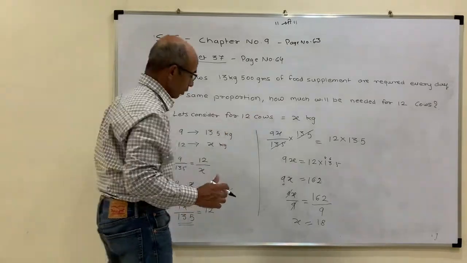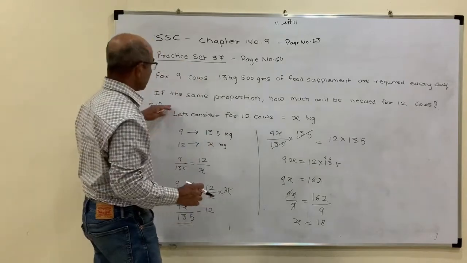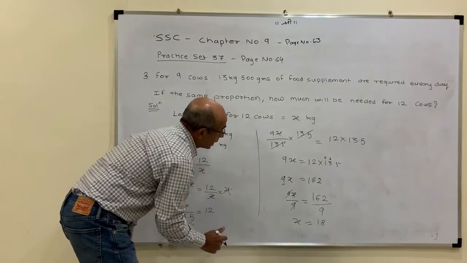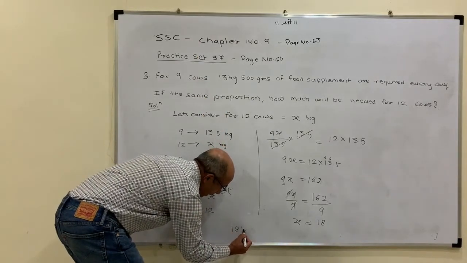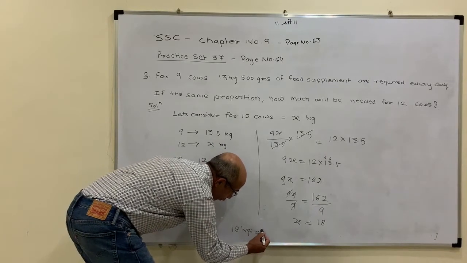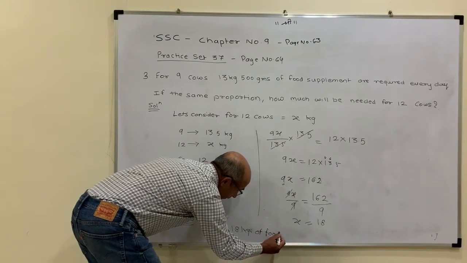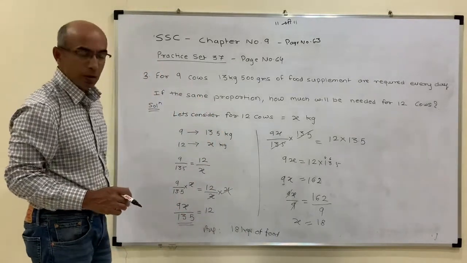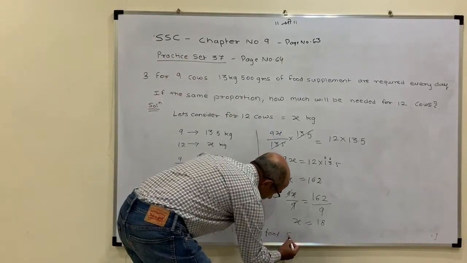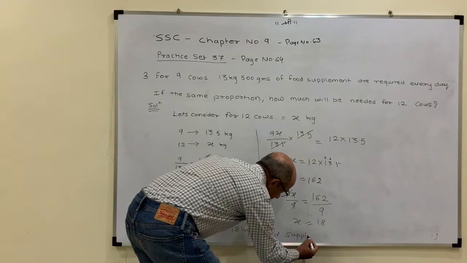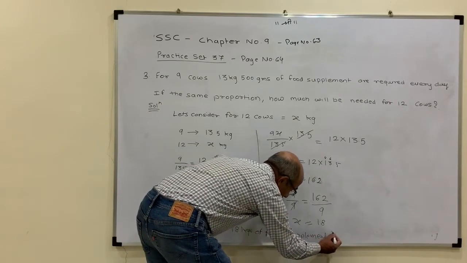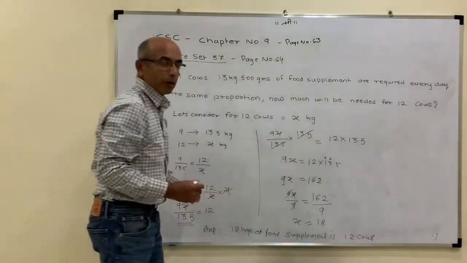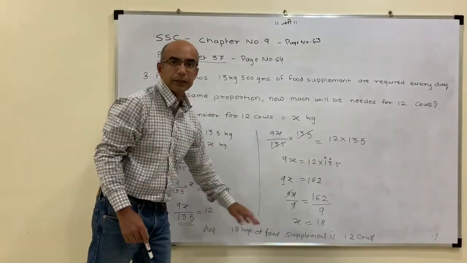How much will be needed for 12 cows? The food supplement, the same as for 9 cows. So we write 18 kgs of food supplement. This is a word problem, so you need to write the answer in words: 18 kgs of food supplement is required for 12 cows. So your answer is 18 kgs.